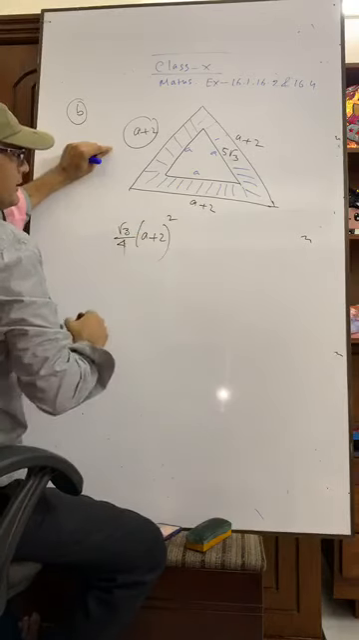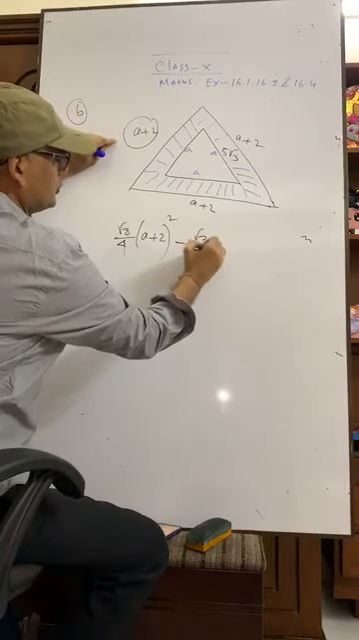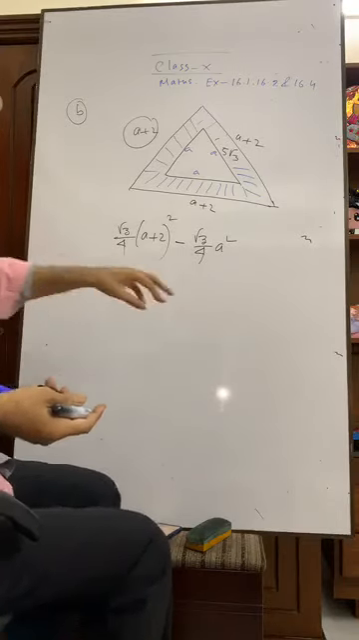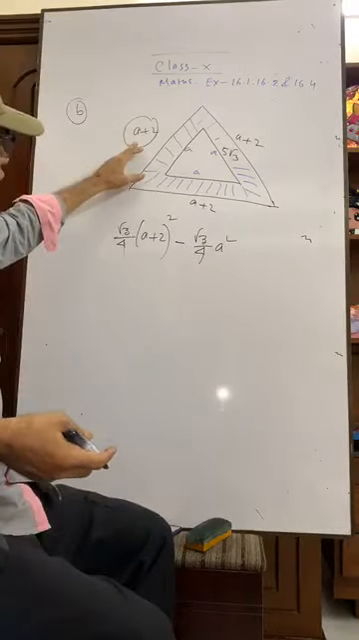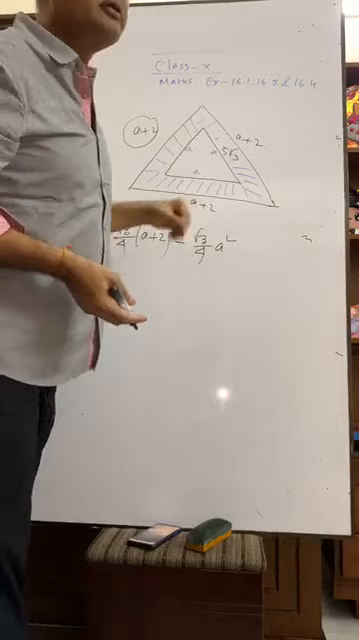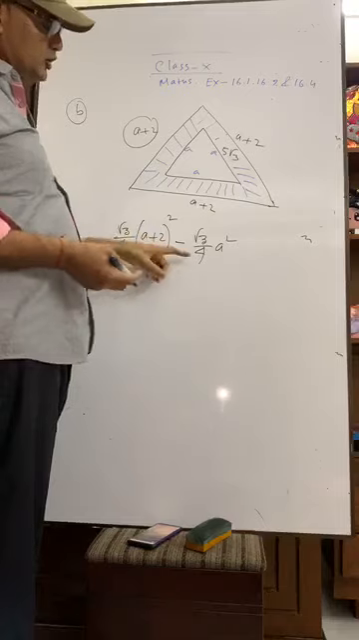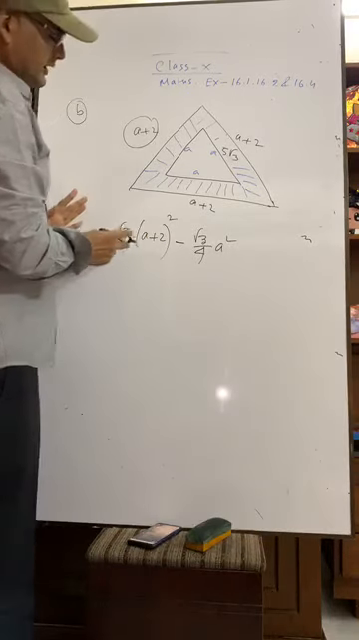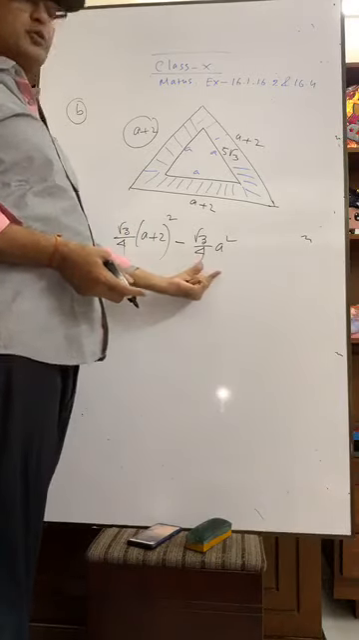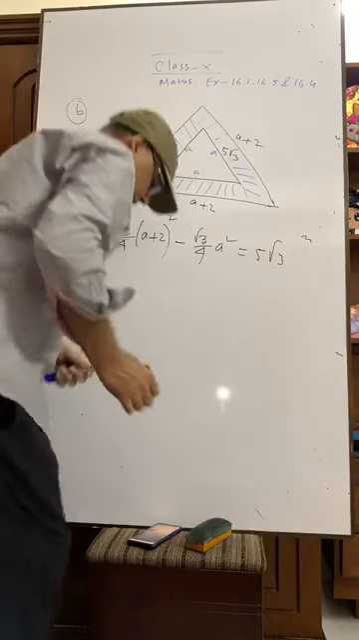Okay, outer area. Now the area of the inner triangle is root 3 by 4 A square. It is the formula, root 3 by 4 A square. Now the area of the larger triangle is root 3 by 4 A plus 2 whole square, and the area of the smaller triangle is root 3 by 4 A square. From the larger area we have to subtract the smaller area. Then our result will be 5 root over 3.